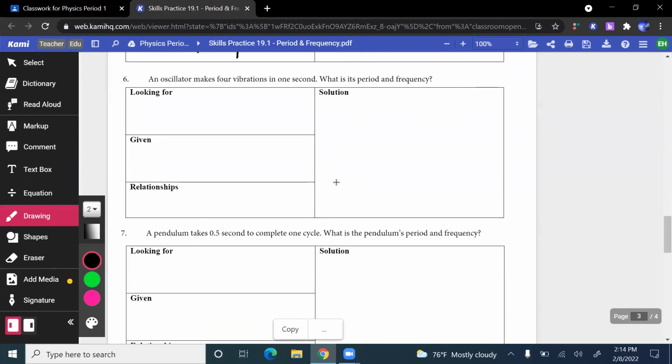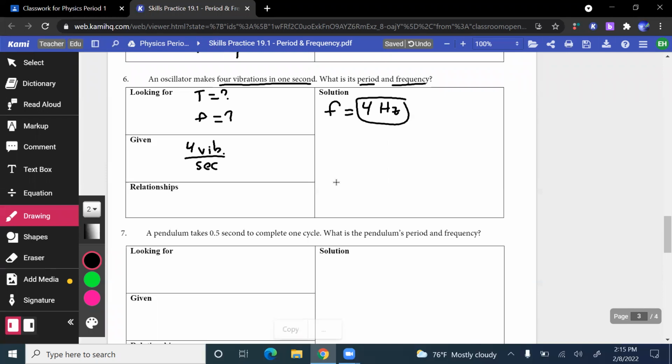Number 6, an oscillator makes 4 vibrations in 1 second. So that's what we're given, 4 vibrations every second. What's the period and frequency? Well, what are we given here? Vibrations measures frequency, so we're actually given the frequency. But instead of writing 4 vibrations per second, we would write 4 cycles per second, or 4 hertz, which would be the proper unit for frequency. Since we're given frequency, we're going to use the inverse equation to find the period. It's going to be 1/4, or 0.25 seconds.